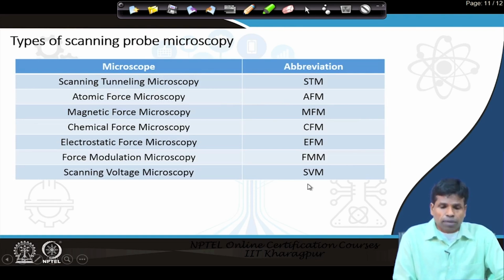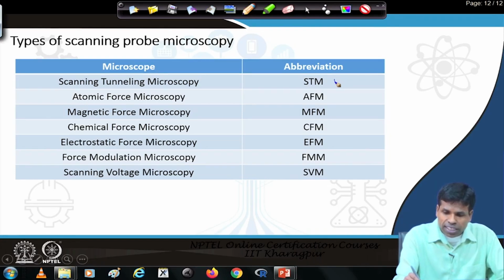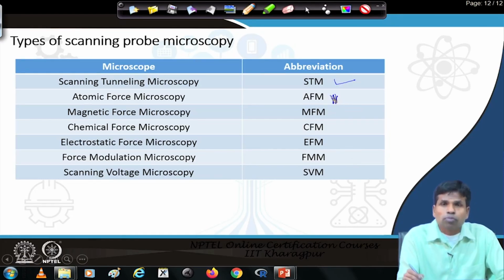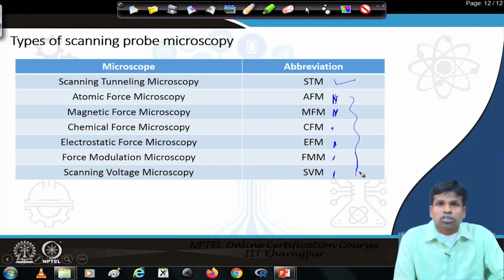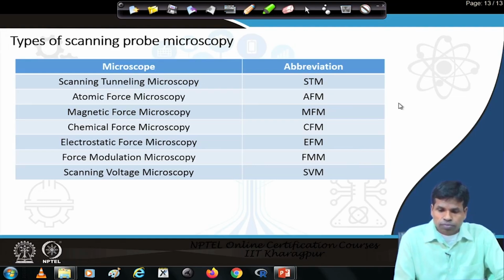And we have many different types of scanning probe microscopy. That is scanning tunneling microscopy, abbreviated as STM, which we will discuss first. Then we have atomic force microscopy, extensively used to measure the thickness and roughness of the specimen. Magnetic force microscopy, used for magnetic sample measurements. Chemical force microscopy, electrostatic force microscopy, force modulation microscopy, scanning voltage microscopy. There are many such techniques available, all under scanning probe microscopy. We will discuss some of those in this course, not all, but we will begin with scanning tunneling microscope in the next lecture.